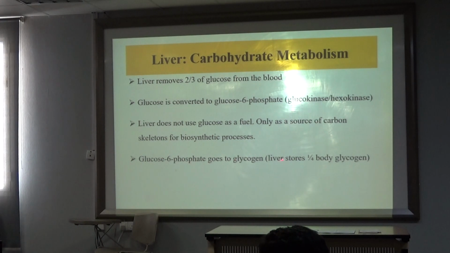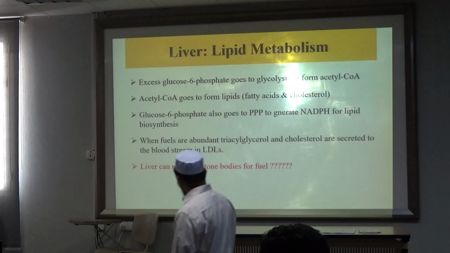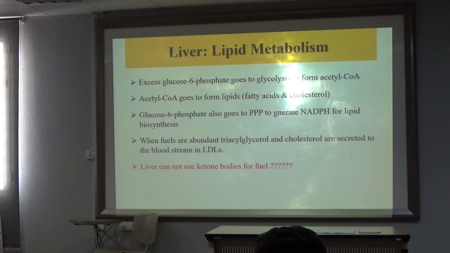And glucose 6-phosphate goes to glycogen, and it is stored there. This is a very faithful organ because it gives you glucose. It has that enzyme glucose 6-phosphatase, and it is helpful for acetyl-CoA conversion to lipids, fatty acids and cholesterol, and helps in the pentose phosphate pathway to generate NADPH, and it is a very good source for synthesizing lipoproteins.